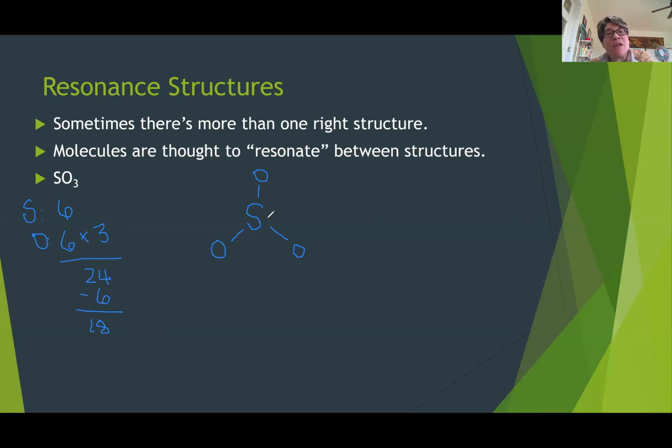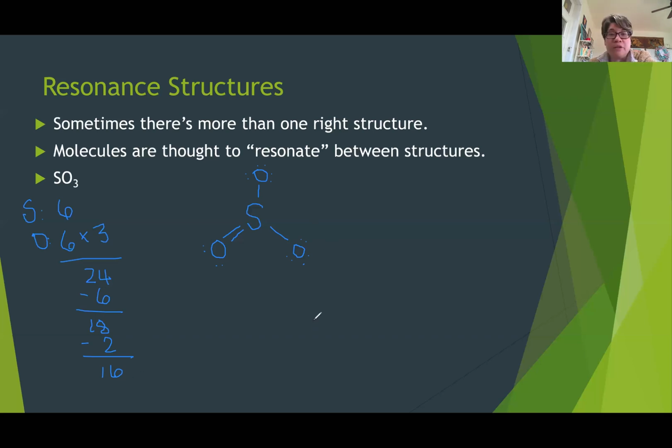So if we don't have enough electrons, we start double bonding. So I'm going to go ahead and double bond. And I've used 2. I have 16 left. And then on this one, I'm going to add 2 electrons. So that one has 8. Sulfur has 8. And then on this one, 1, 2, 3, 4, 5, 6. And 1, 2, 3, 4, 5, 6. And I have now used all 16.